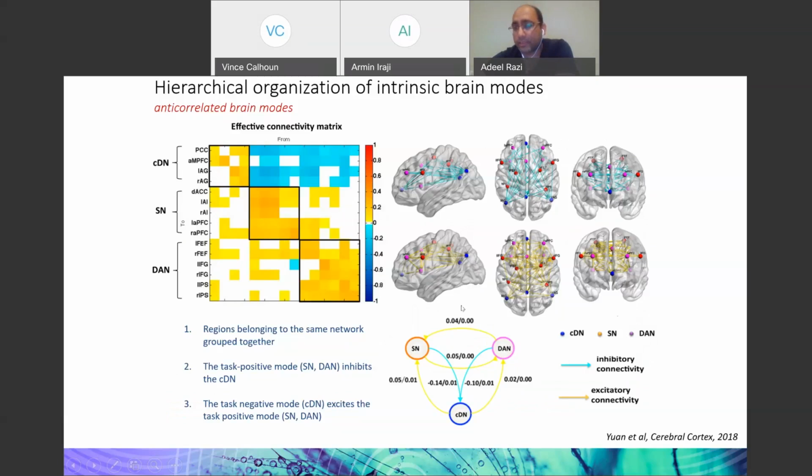This is a different data set. This is not a lifespan data set. This is the data set of twins which were all young. So it's a young connector.